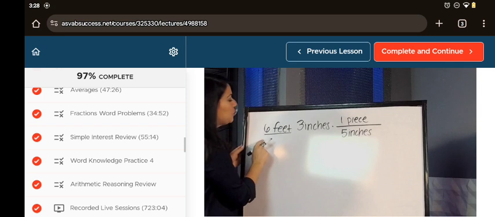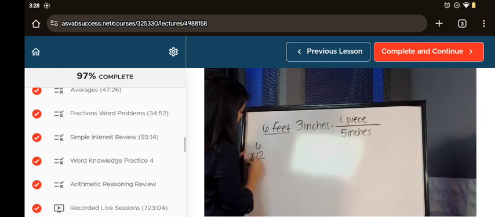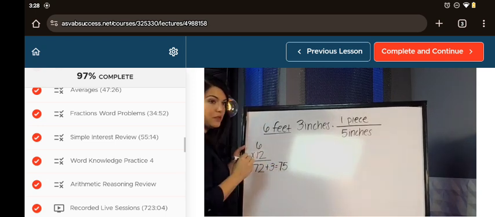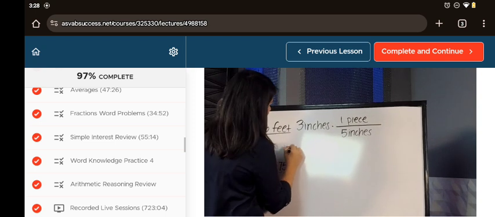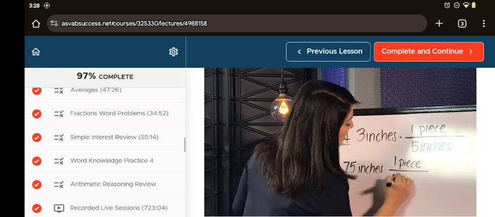So how do we turn 6 feet into inches? We multiply. We know that there are 12 inches in 1 foot. So we do 6 times 12, which we know is 72 inches. We add that to this, which gives us 75 inches. Okay? So let's rewrite this and it'll make more sense. 75 inches times 1 piece for every 5 inches.